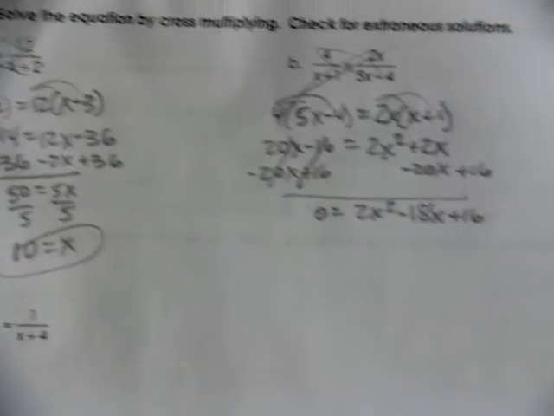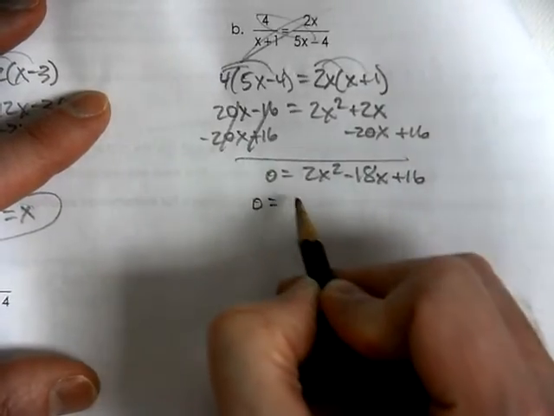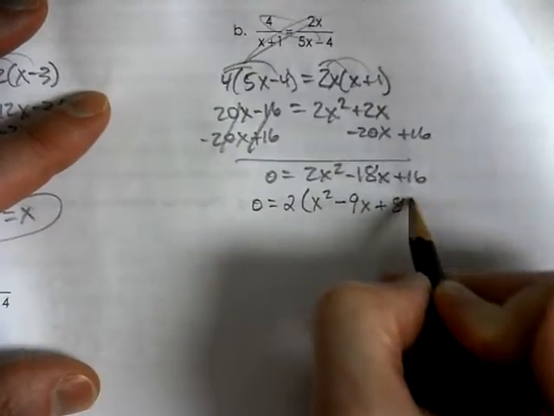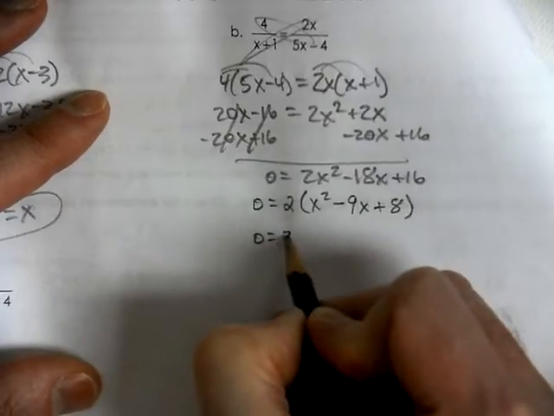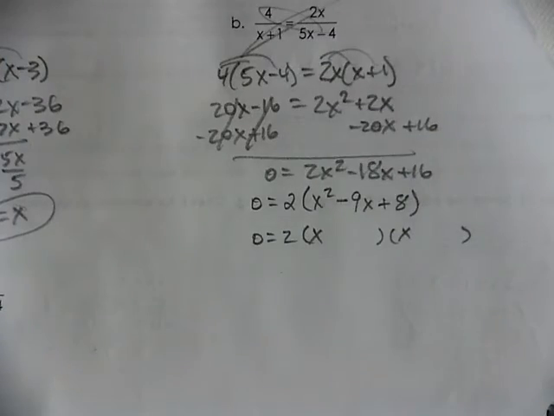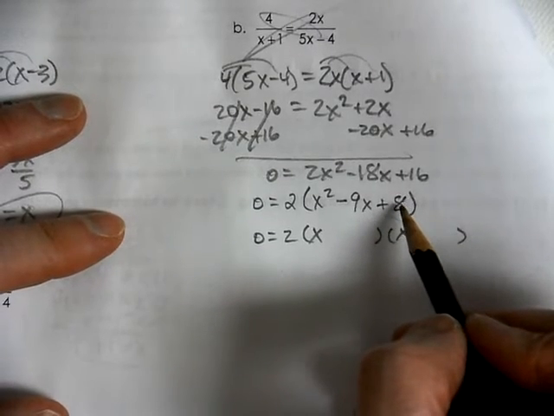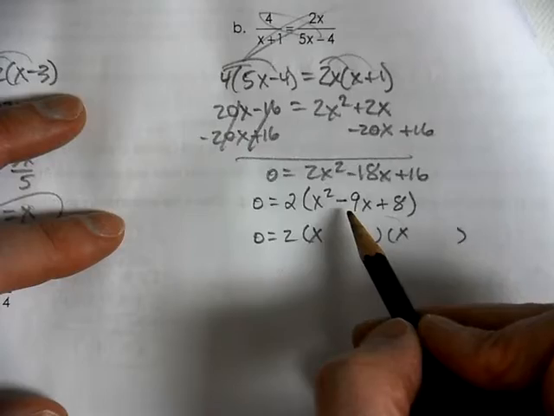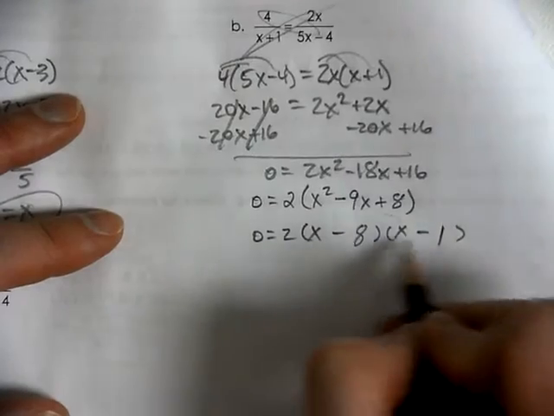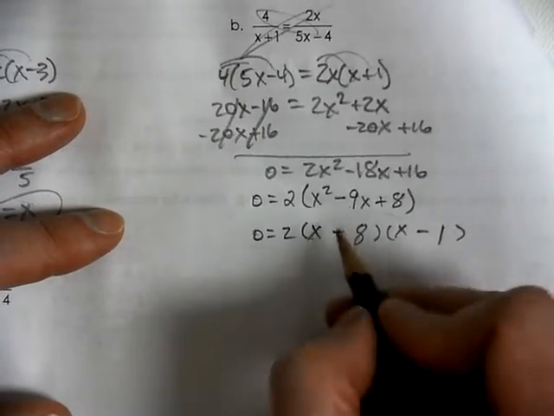I notice that all of these numbers are even numbers: 2, 18, 16. So that tells me that I can pull a 2 out of it. I don't have to work with such big numbers. And it's a quadratic, so I'm going to factor it apart. X times x gives me x squared. Now, there's a couple different ways to multiply to be 8, but only one of those ways is going to add to be 9. It's got to be 8 and 1. A negative 8 and a negative 1 multiply to be positive 8, but add together to be negative 9.